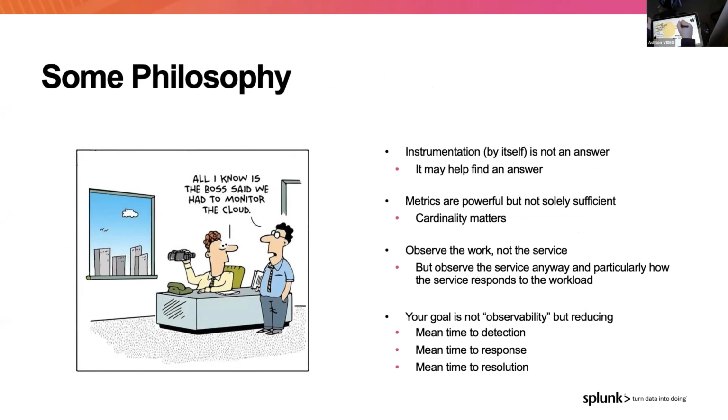I ran a nonprofit for Stanford called Philosophy Talk, so I always throw my philosophy bit in here. Instrumentation by itself is not an answer. It'll help you find an answer. Metrics are powerful, but not solely sufficient. The ability to tag and slice and dice this matters tremendously in how your metrics are useful to you. You want to look at the work that's going on, not the service, the work. Let's see how the service looks for the workload. And you're really not trying to deliver observability. You're trying to do mean time to detection, mean time to response, and mean time to resolve.